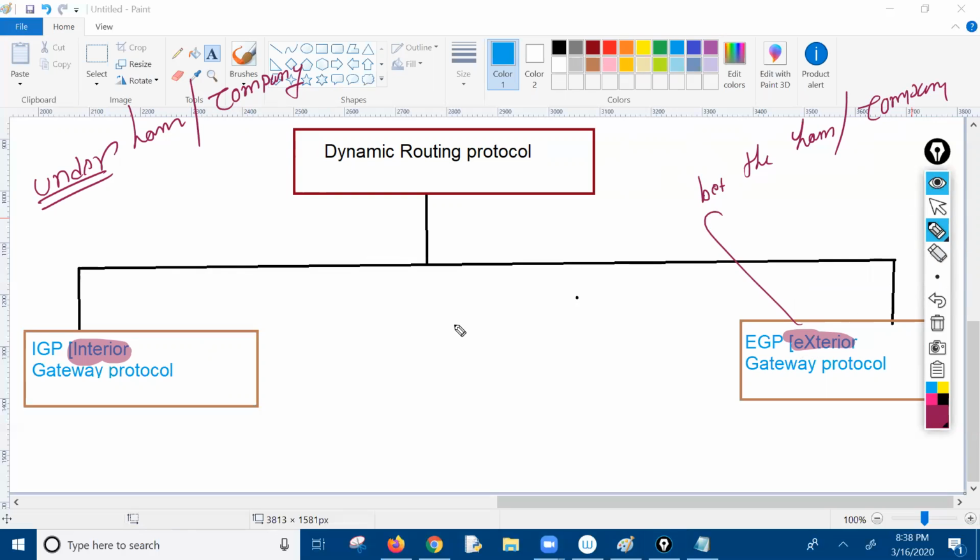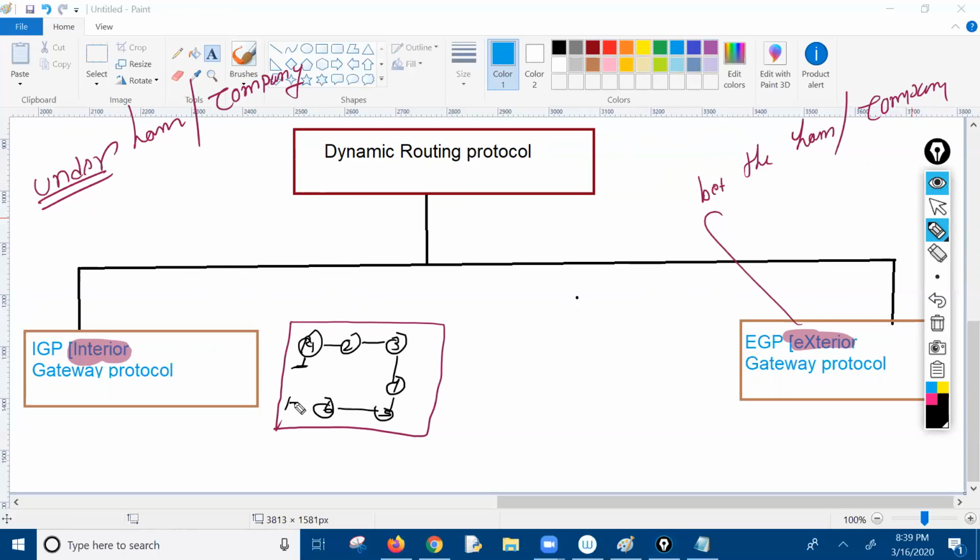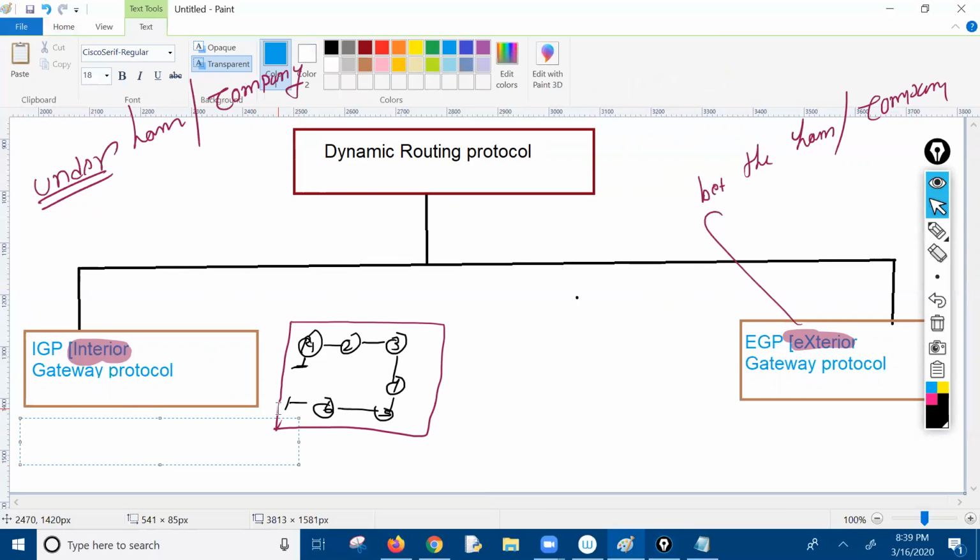So, for example, this is my one home. We can say one company, and in this company we have some routers: R1, R2, R3, R4, R5, R6. If you want to provide communication within this LAN, we have to use an IGP protocol. For example, I can go for OSPF, RIP, IGRP, EIGRP, or the IS-IS protocol as well. You can go for any one of the protocols. It's totally up to you, right? This is the IGP protocol.